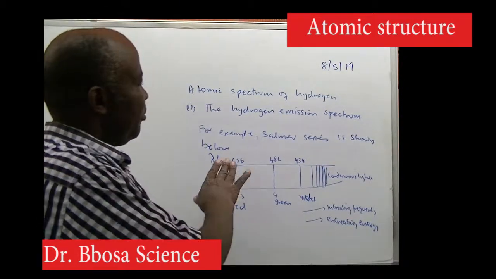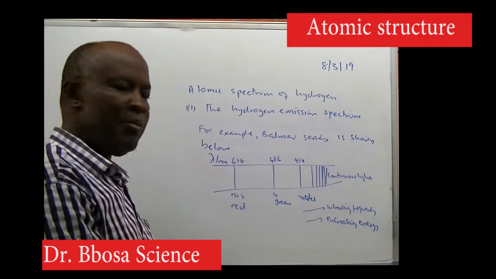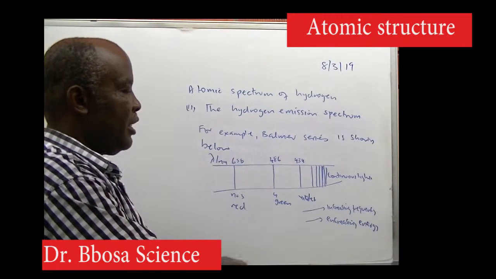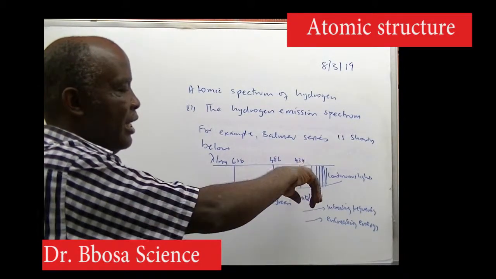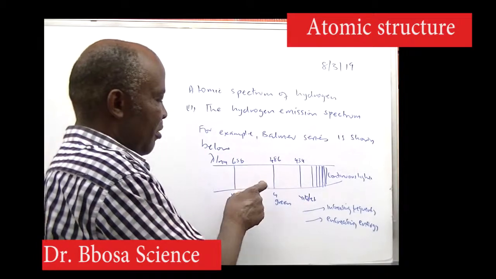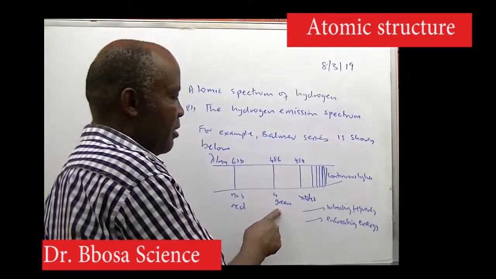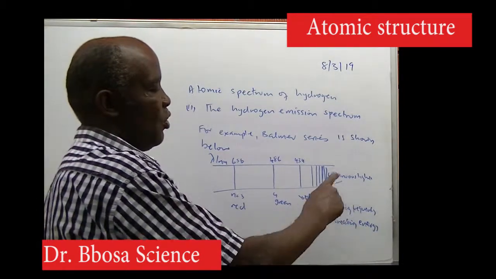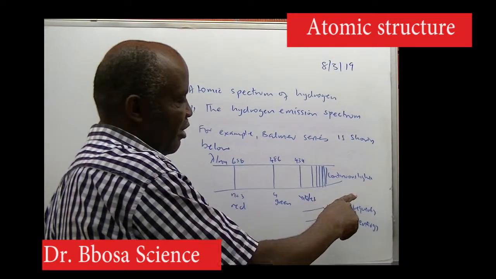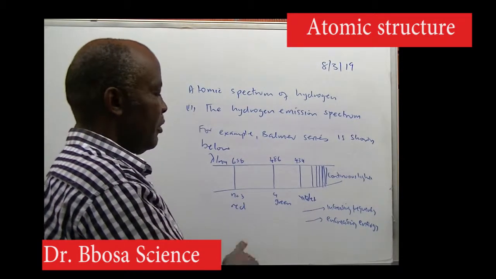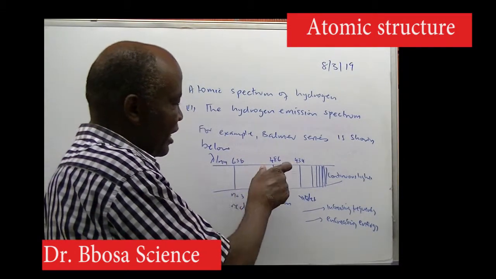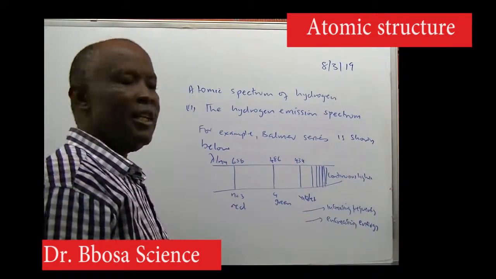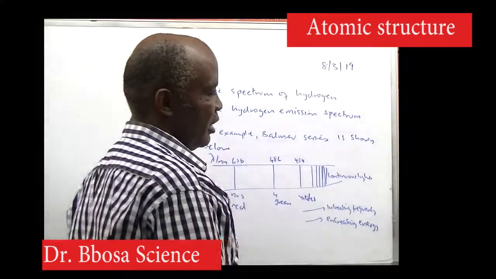For example, the Balmer series in the visible part of the spectrum is shown below. The first line is red, the second line is green, the third line is violet. The interval between red and green is bigger than the difference between green and violet, and so on. So towards the high frequency side of the spectrum, the difference between lines keeps on decreasing until continuous light is formed.